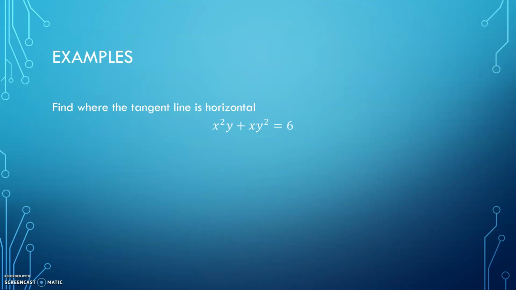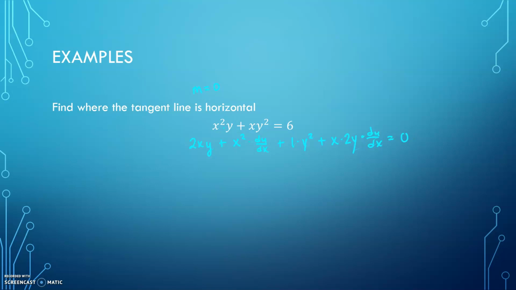This question is asking me to find where the tangent line is horizontal. The way of thinking about that is this is asking me where is the slope equal to 0. So we're going to do implicit. Here's a product rule. So 2x times y left alone plus x squared times dy dx. And here's another product rule. So 1 times y squared plus x. Oh, and a chain rule. 2y times dy dx equals 0.